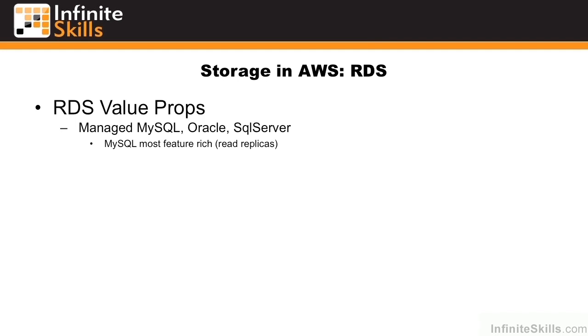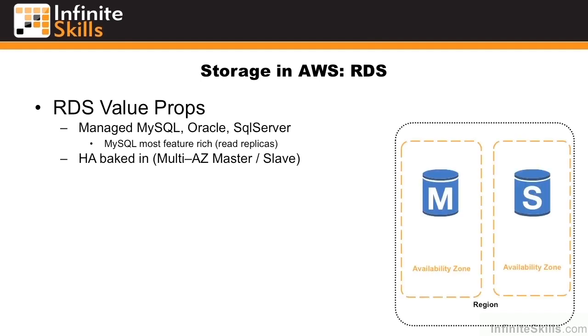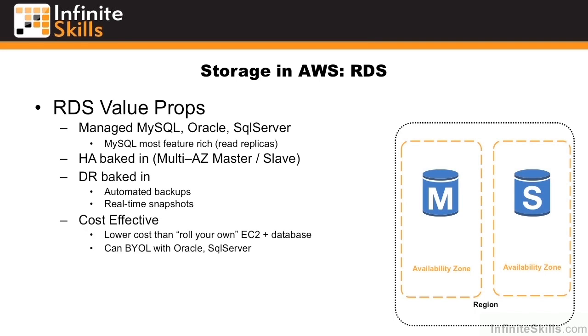If we look at the value props of RDS, it's essentially a managed MySQL, Oracle, or SQL Server. MySQL is the most feature-rich, including the support for read replicas. High availability is baked in. It has multi-AZ master and slaves. If we look at how it's deployed inside of a region, we have a master on the left availability zone with a hot standby slave in another availability zone. Disaster recovery is also baked in with backups and real-time snapshots. It's very cost-effective, way lower cost than a roll-your-own EC2 plus MySQL, for instance.